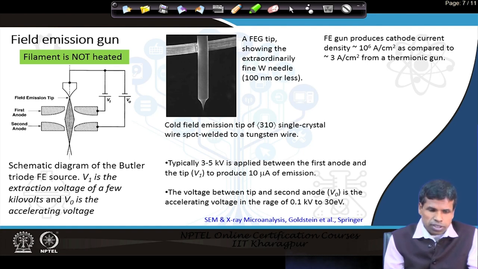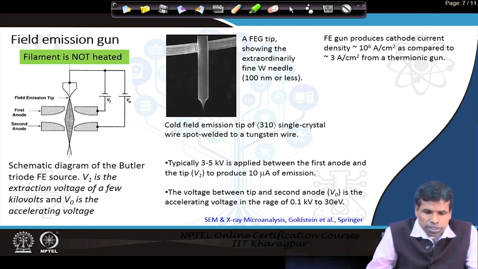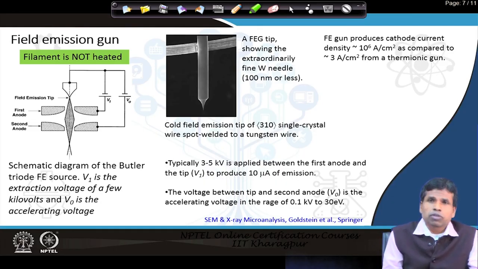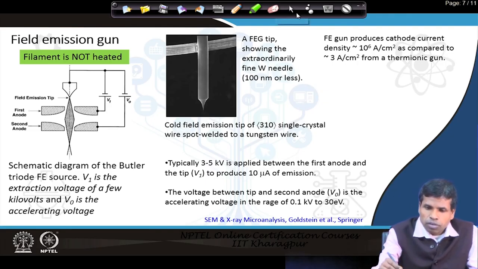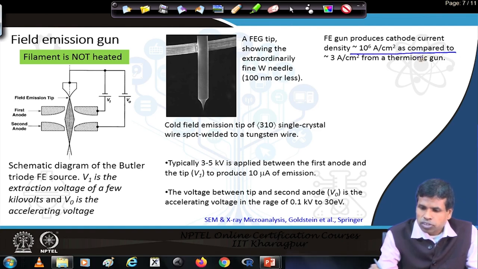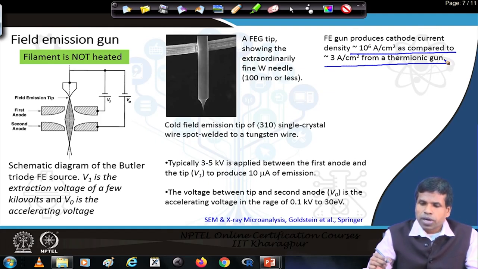In most commercial field emission guns, tungsten is used, because tungsten can withstand the high mechanical stress produced at the tip by the field provided. But there are also cases where it has been demonstrated with carbon nanotubes and silicon nanotubes for the field emission gun. As you see here, the field emission gun tip is extraordinarily small. The size is less than 100 nanometer, and it can produce a cathode current density of 10 to the power 6 ampere per centimeter square, as compared to 3 ampere per centimeter square for a thermionic gun, much higher cathode current.